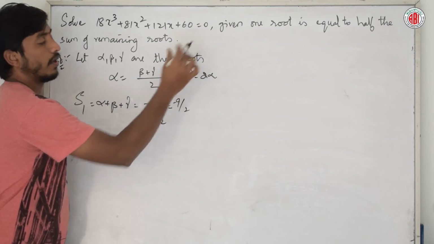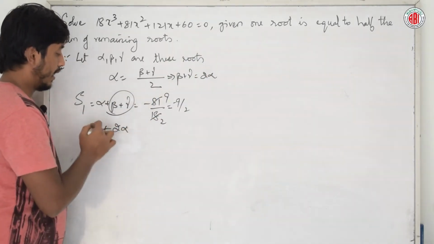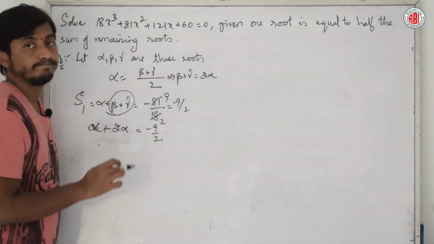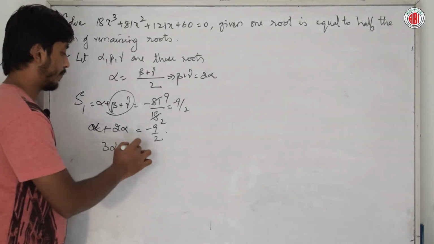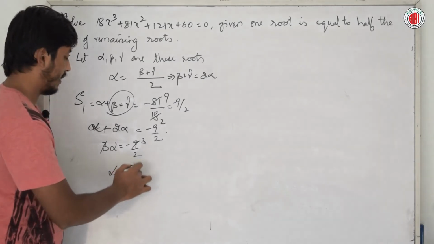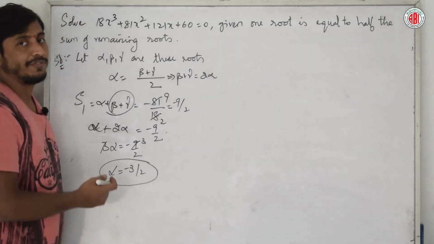2 alpha, right? So instead of this, let us substitute 2 alpha. Let me put this alpha as it is. This is minus 9 by 2, right? Alpha plus 2 alpha is 3 alpha. 3 1s are 3, 3 3s are 9. Alpha is minus 3 by 2. Is it okay? Yes, we got one root.